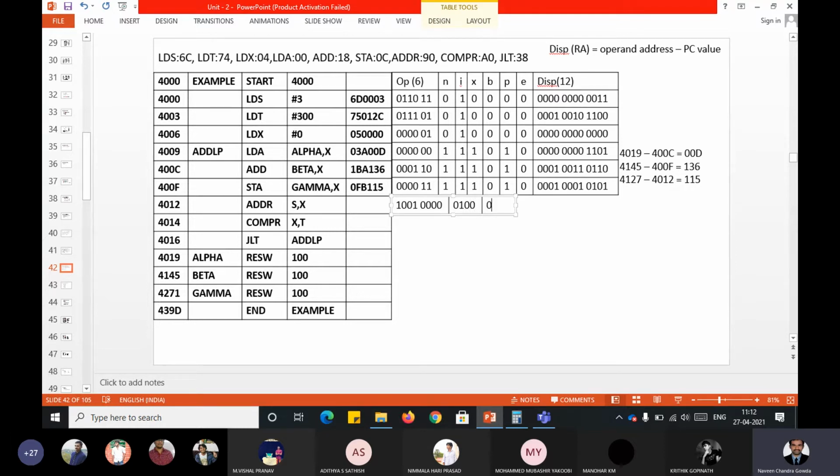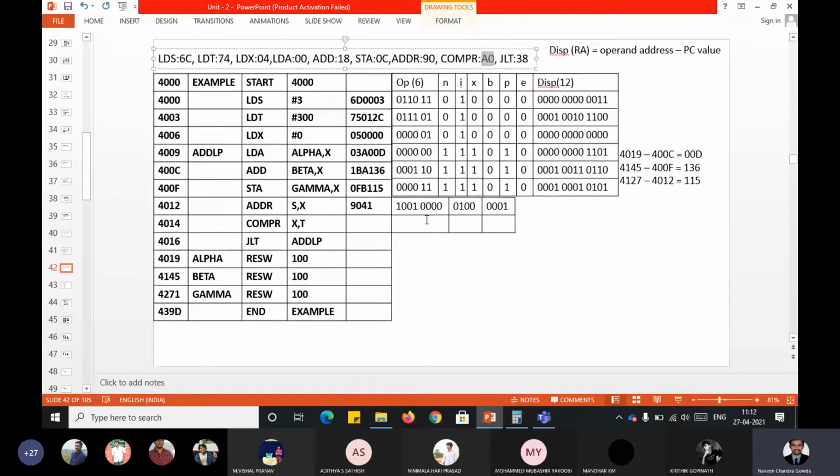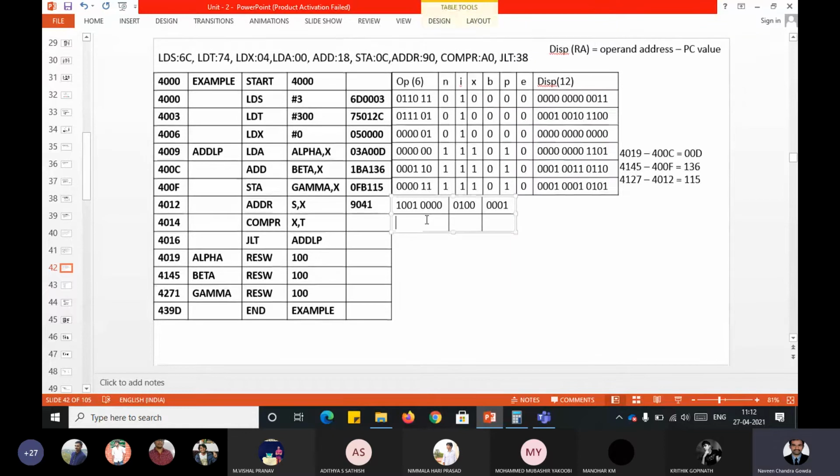Same in the next instruction as well. For COMPR X comma T, what is the opcode of compare? Here it is given as A0. How to write A? 1010 is the A, followed by 0000. Then X comma T. X is 1, so 0001, followed by T. What is the register number of T? You should remember that as well. Again, I repeat: A X L, B S T F, PC SW, with the register numbers 0, 1, 2, 3, 4, 5, 6 and 8, 9.